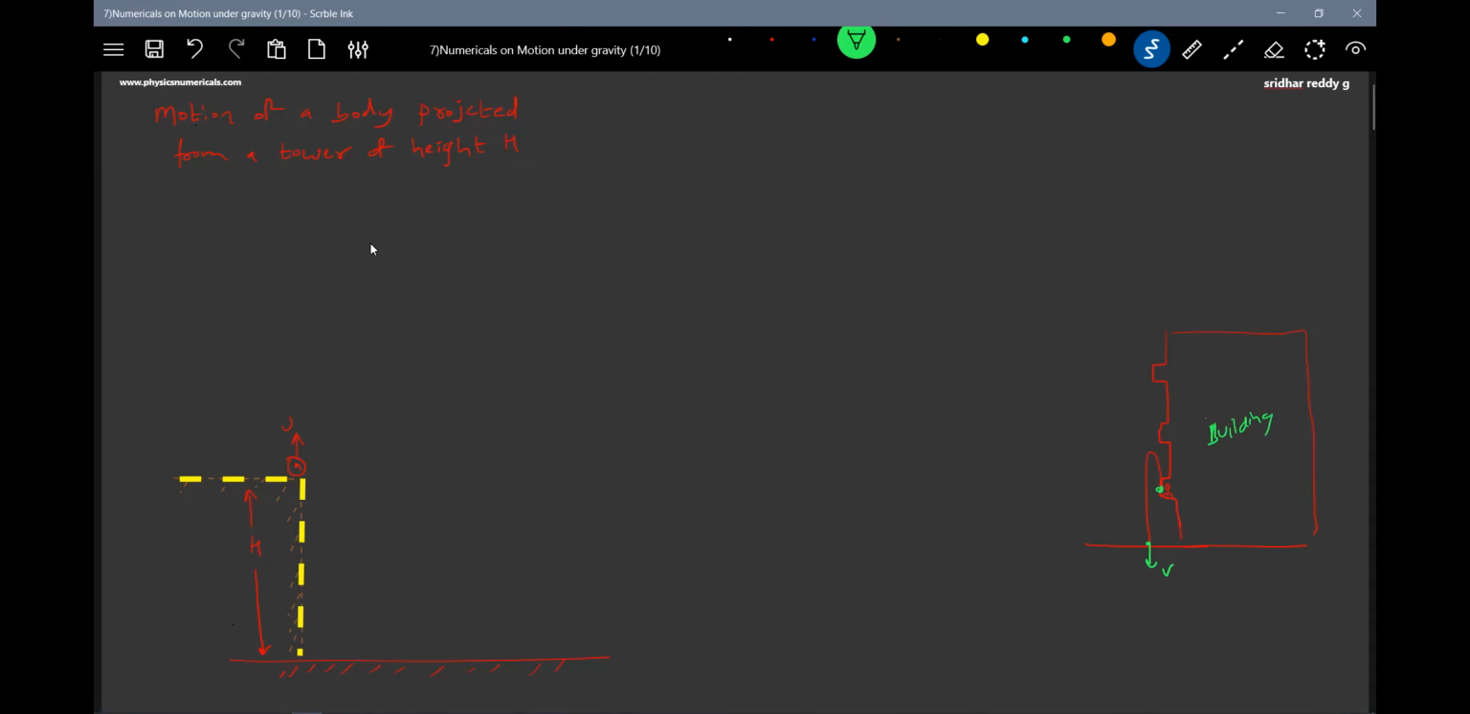What is the path of the ball? The ball will ascend, then descend, and finally strike the ground. With what speed will it strike? At t equals 0, I threw the ball. Then after a certain time t, it will come and strike the ground. We have to calculate this time of flight, and the maximum height ascended, all the quantities. The ball ascends, then descends, and finally strikes the ground with a speed v.